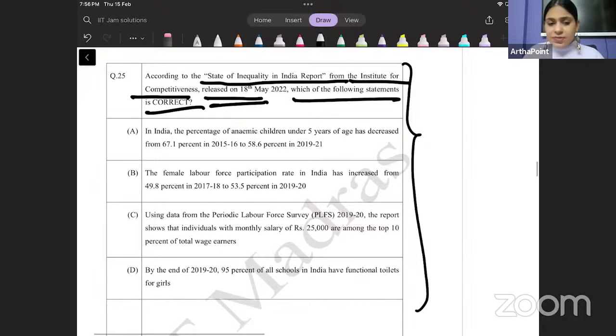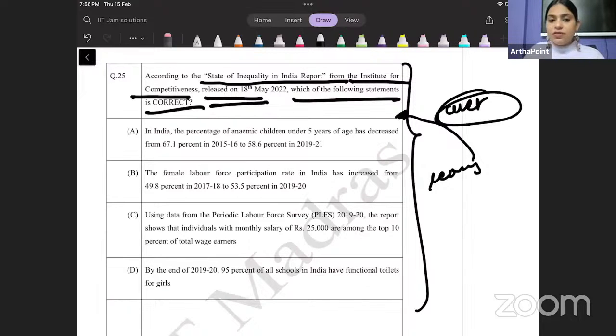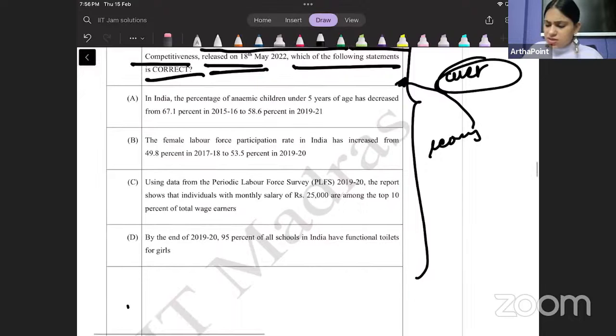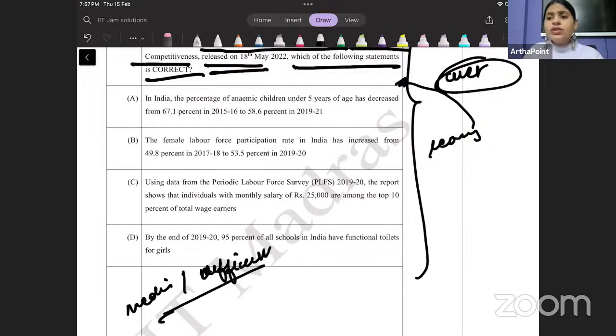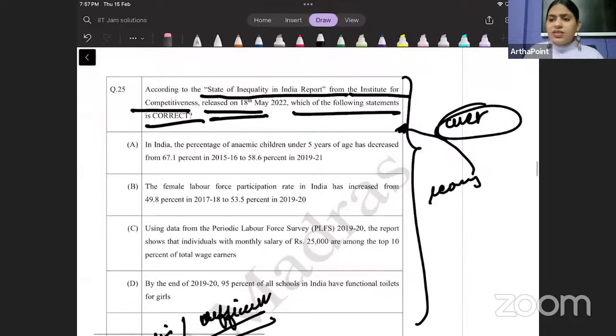And again, a learning that you can take is to pick some reports and read them through, even for your CUET paper. But I think this is a medium to difficult level question, just because it is very difficult to remember all the data points, beta.